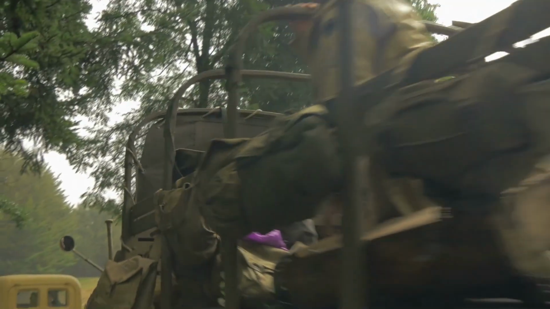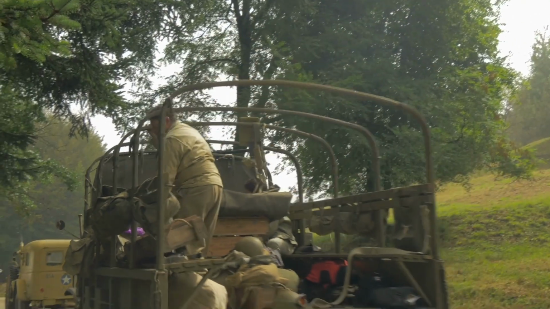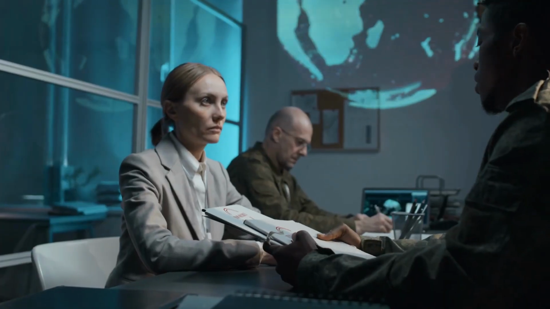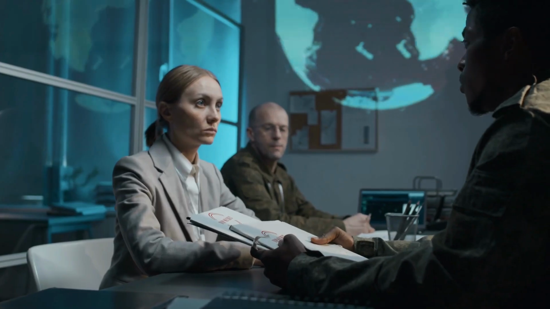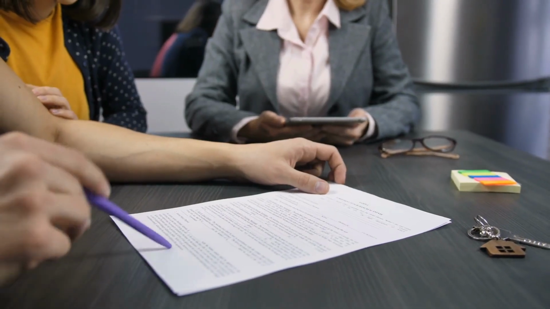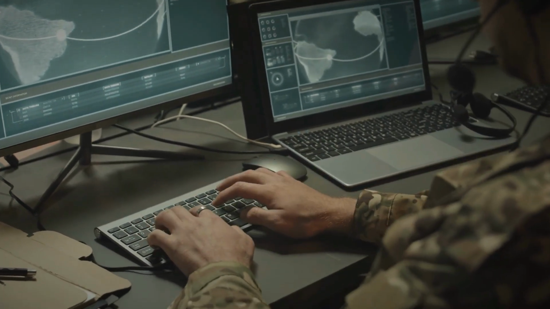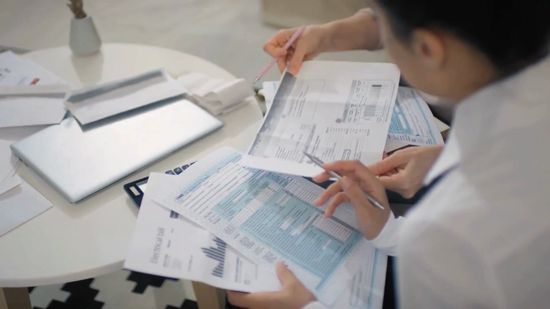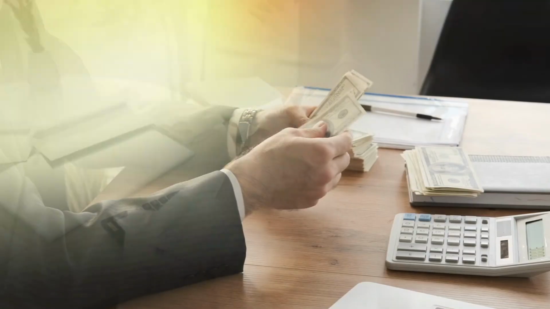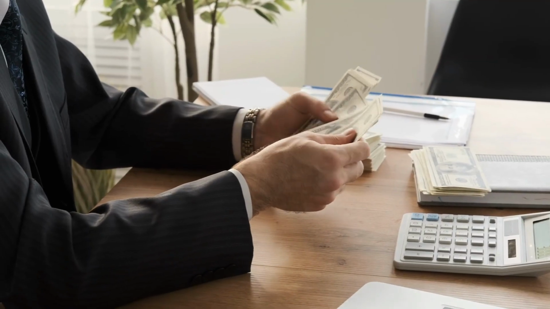If you're heading overseas on a PCS, start researching OHA rates for your specific duty station early. Talk to the housing office on your gaining installation. Keep your lease documentation in order, and make sure finance has everything they need to get your allowance right from day one. The difference between a well-managed OHA situation and a poorly managed one can be hundreds of dollars a month.